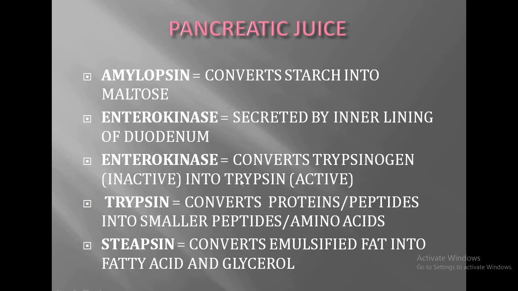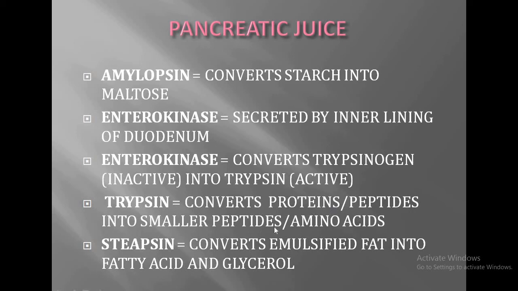Now the components of pancreatic juice. There are different types of enzymes, that is amylopsin, enterokinase, trypsin and steapsin. Amylopsin will convert the starch into maltose. Enterokinase will convert the trypsinogen, that is the inactive enzyme, into trypsin, which is the active enzyme. The enterokinase is secreted by the inner lining of the duodenum.